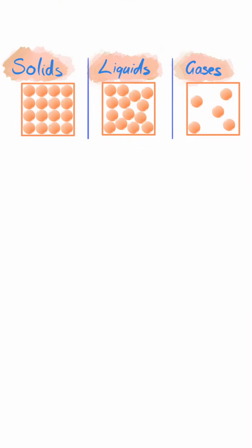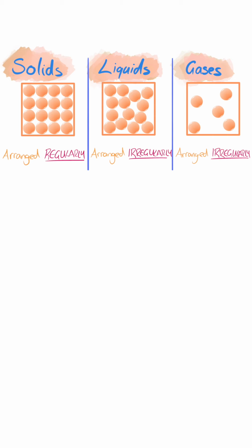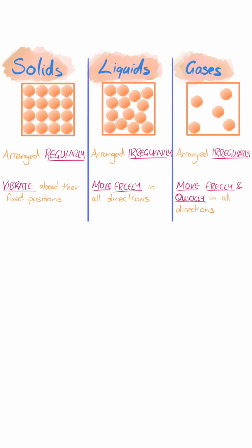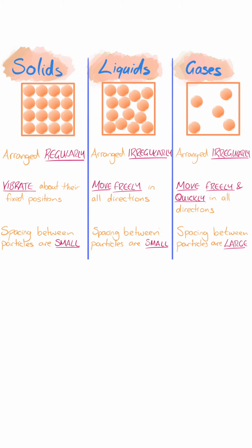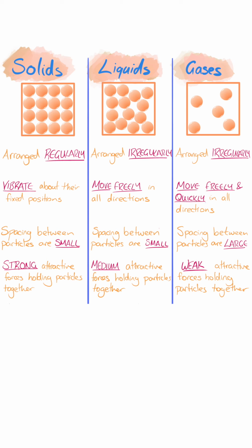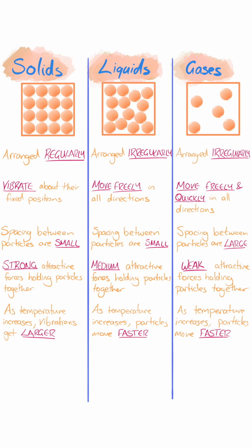In terms of substances, solids have particles which are arranged regularly, but liquids and gases are arranged irregularly. In solids, particles vibrate about fixed positions, whereas in liquids and gases, they move freely in all directions. Solids and liquids have small gaps between the particles, whereas gases have large gaps. Strength of the attractive forces between the particles are largest in solids and weakest in gases. And as you increase the temperature of these particles, solid particles increase in vibration, whereas liquids and gases move around faster.